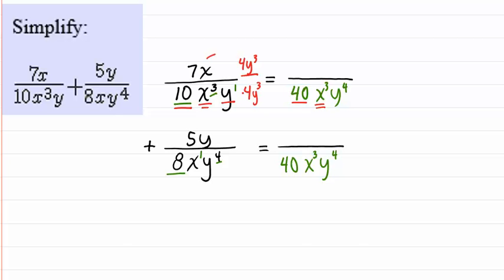So our new numerator we get by multiplying these together. 4 times 7 is 28. And we have 1x and 3 y's. Let's do the bottom one.